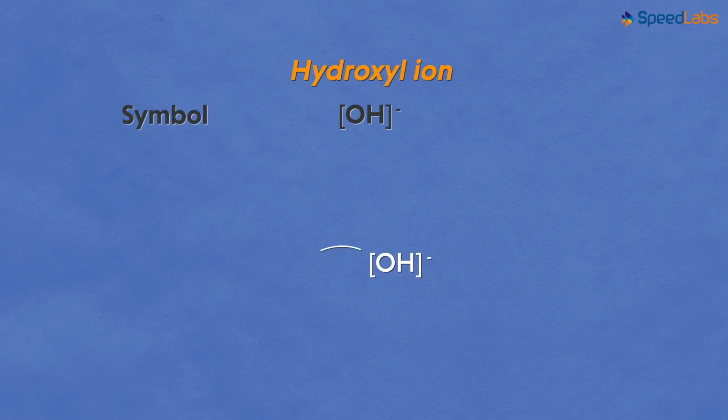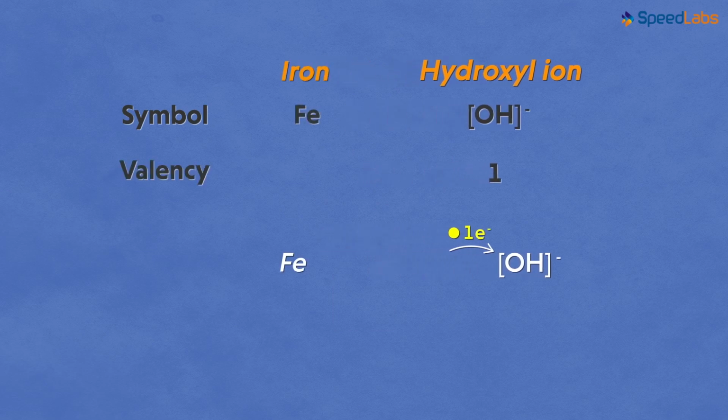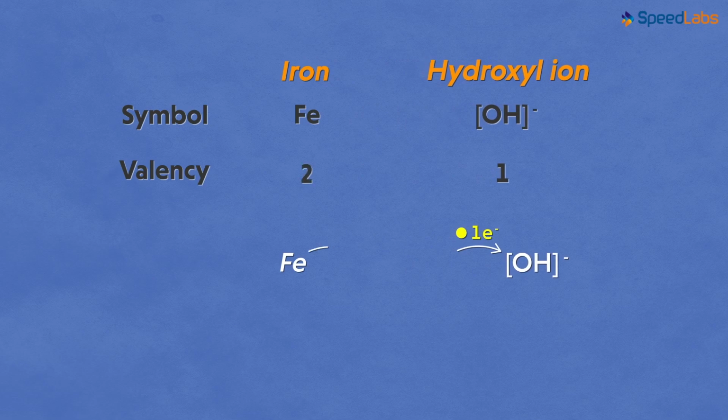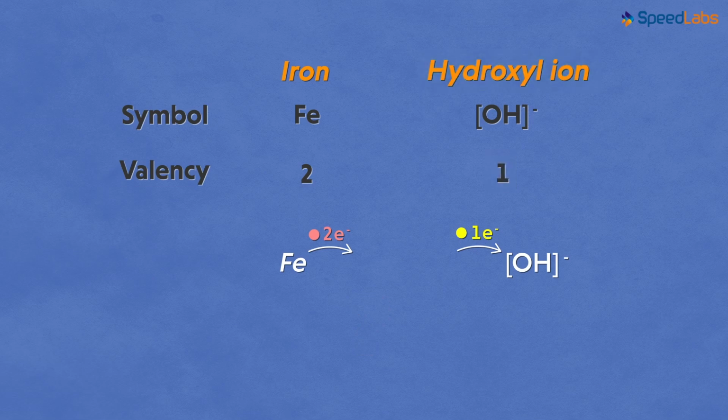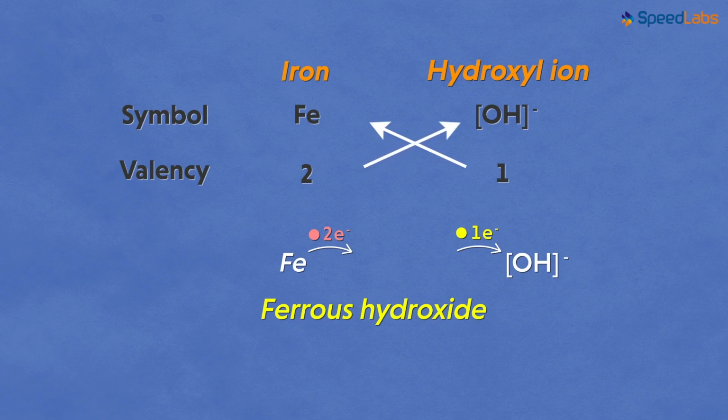Let us first look at the valencies. We know that the hydroxyl ion is in a state of accepting one electron for forming a bond with another atom. Its valency is 1. Now getting to the valency of iron, we know that it's 2. That means iron can give 2 electrons from its outermost shell. But the hydroxyl ion can accept only 1 electron. Does this indicate that we will need 2 units of OH to bind with 1 iron atom? Absolutely. That is why the compound ferrous hydroxide requires 1 iron and 2 hydroxyl units for its formation.